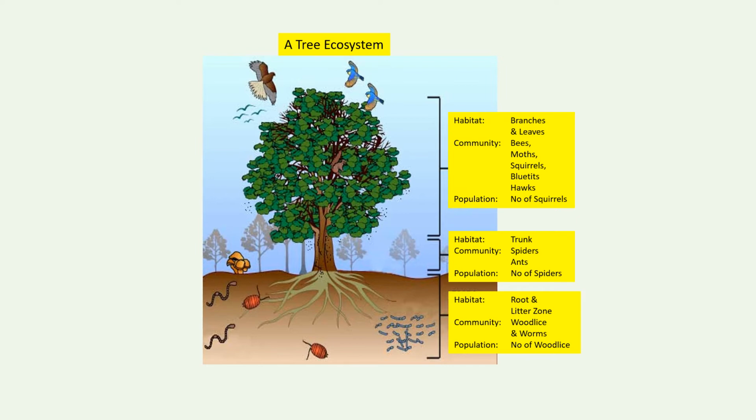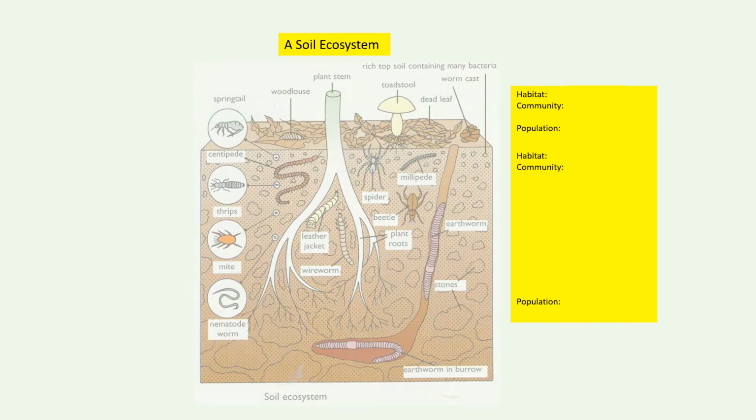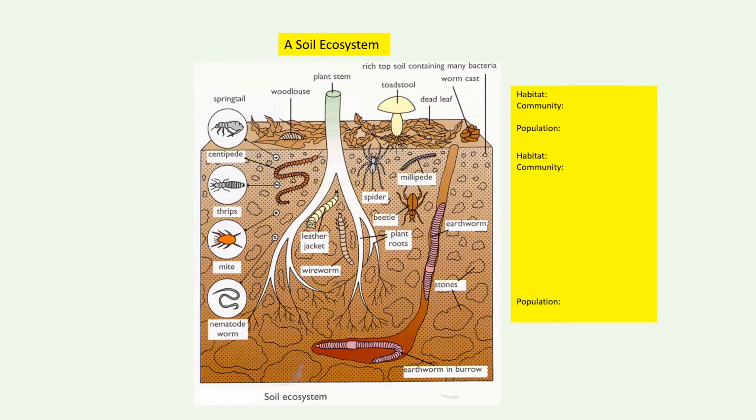Right, let's try this now with the soil ecosystem. So again, write down habitat, community, population for the top of the soil, and then habitat, community, and population for the bottom of the soil. So pause the video and try to answer and give an example for each before I go over the answers.